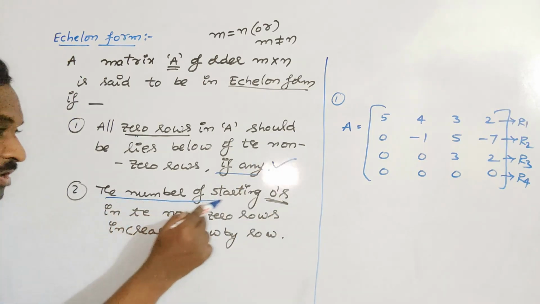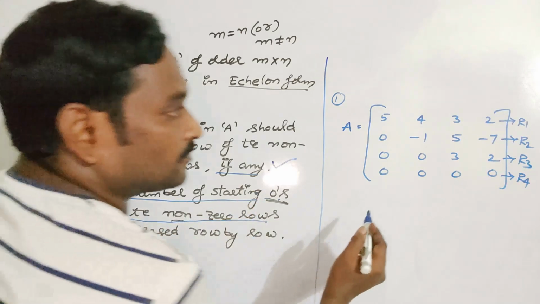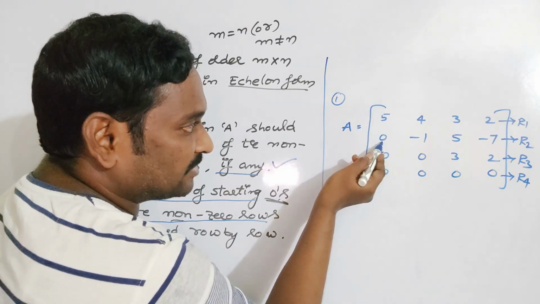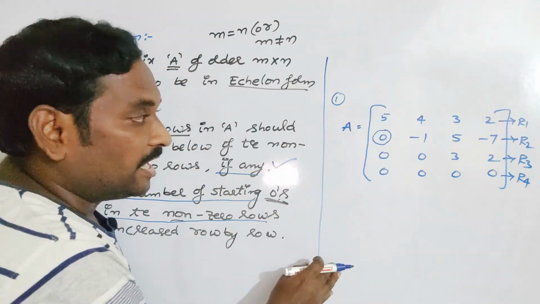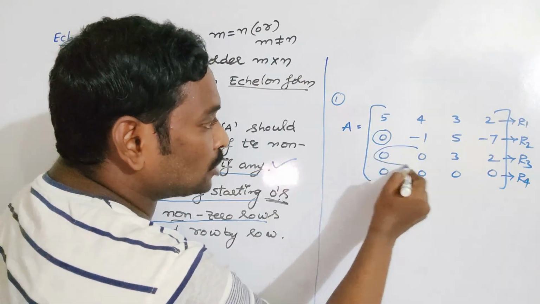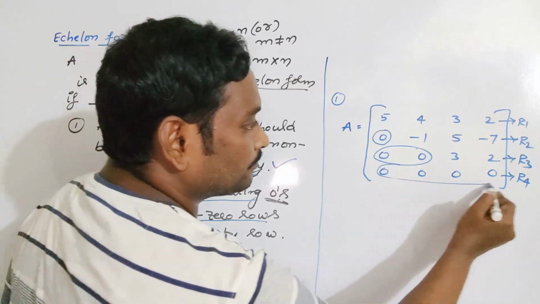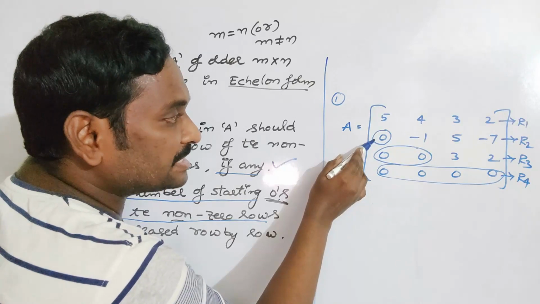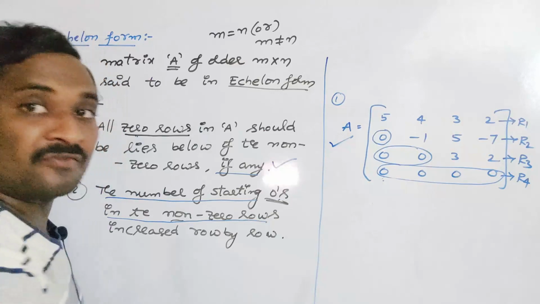The number of starting zeros in the non-zero rows. Actually there is no starting zero in the first row. And see the next one. This is a non-zero row and this has starting zeros. Here we have two starting zeros. Here we have more than two starting zeros. We are observing that starting zeros are increased row by row. That's why this matrix A is in echelon form.